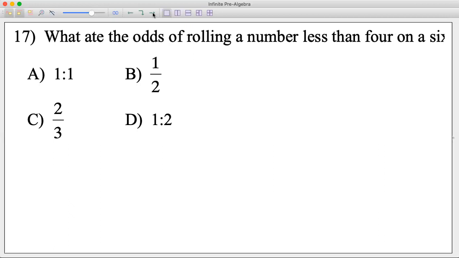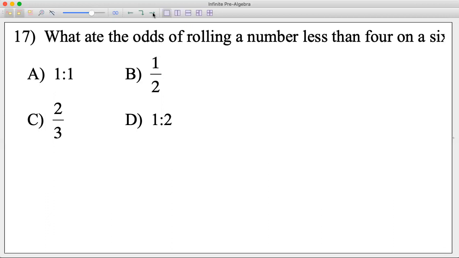So here we go. Odds in favor. Who remembers? Wins over loses. Odds against: loses over wins. So that would be 4 over 6, right? Okay. So is this odds in favor or odds against? Odds in favor.